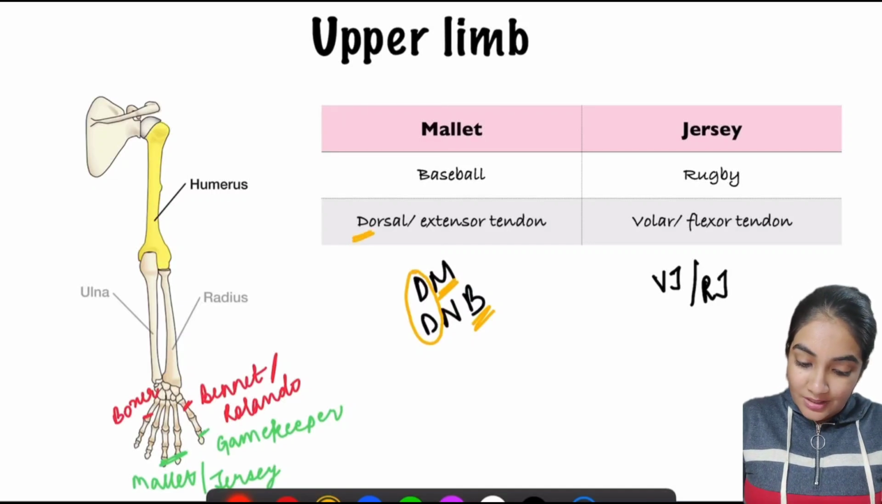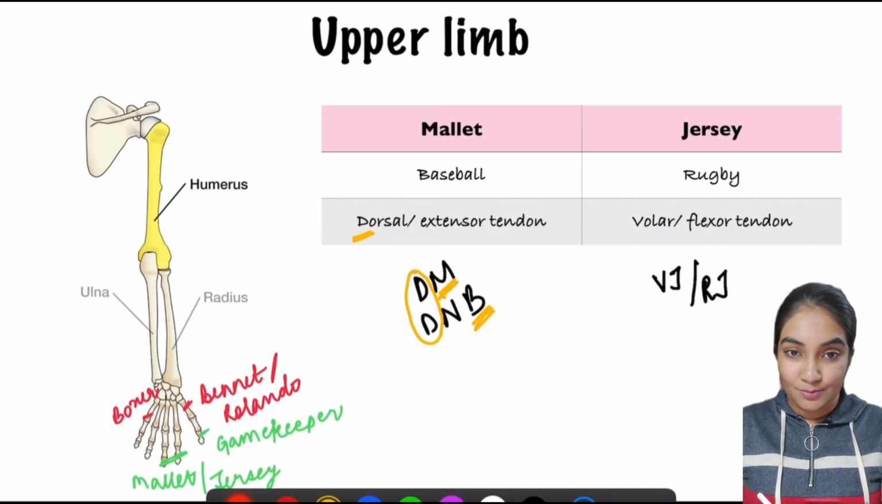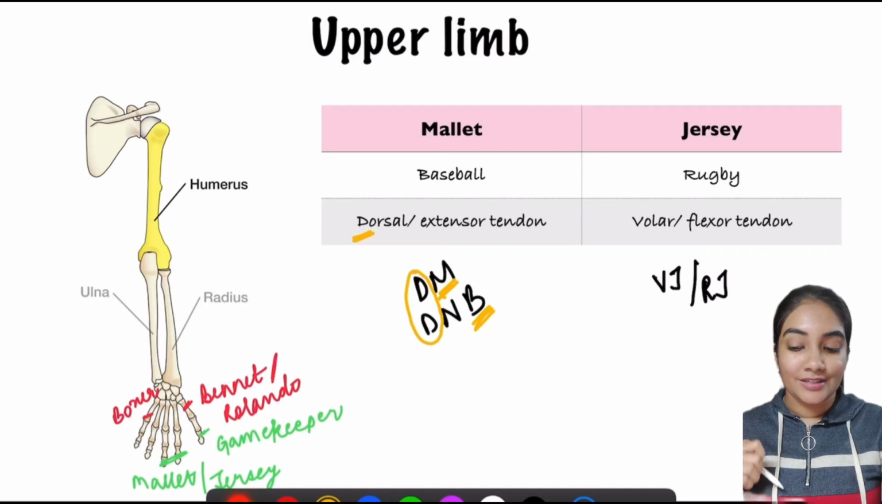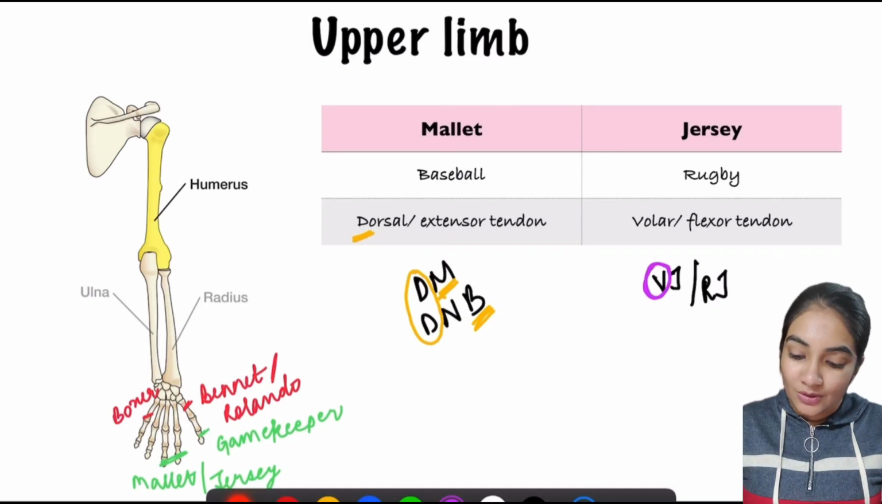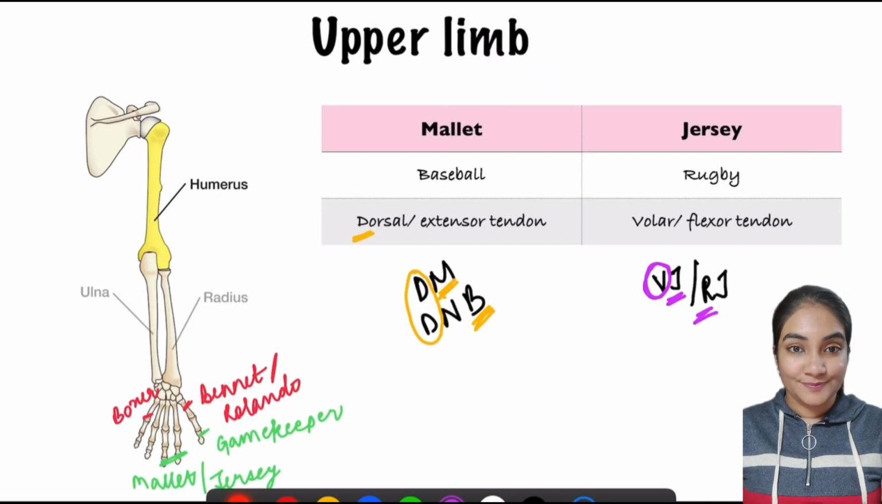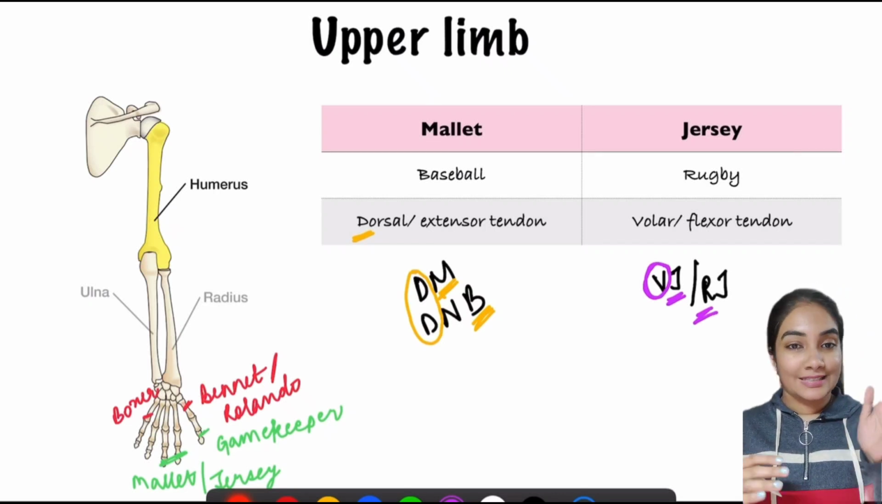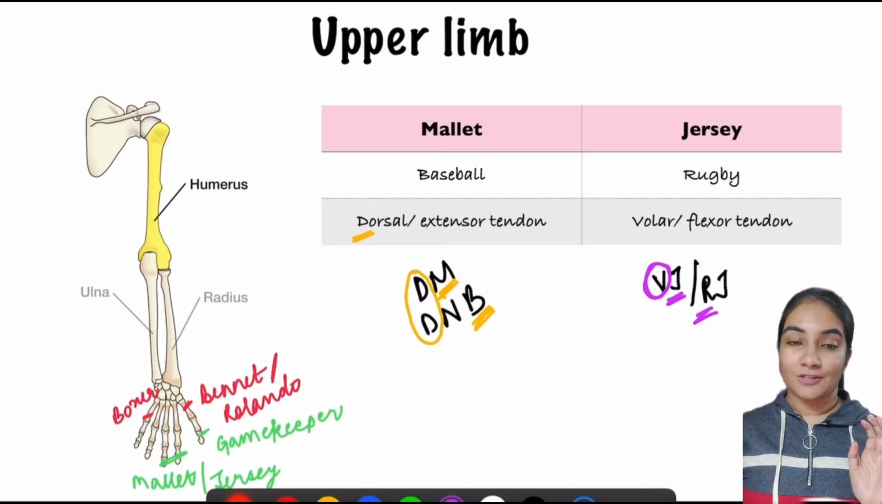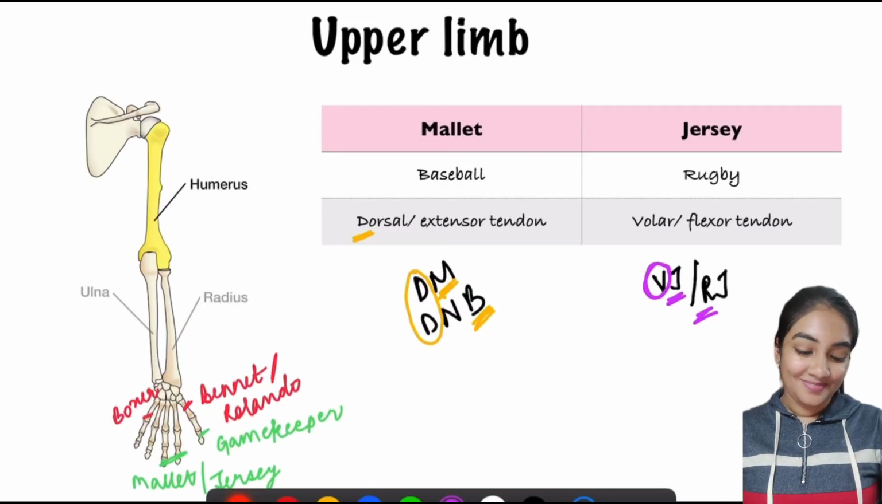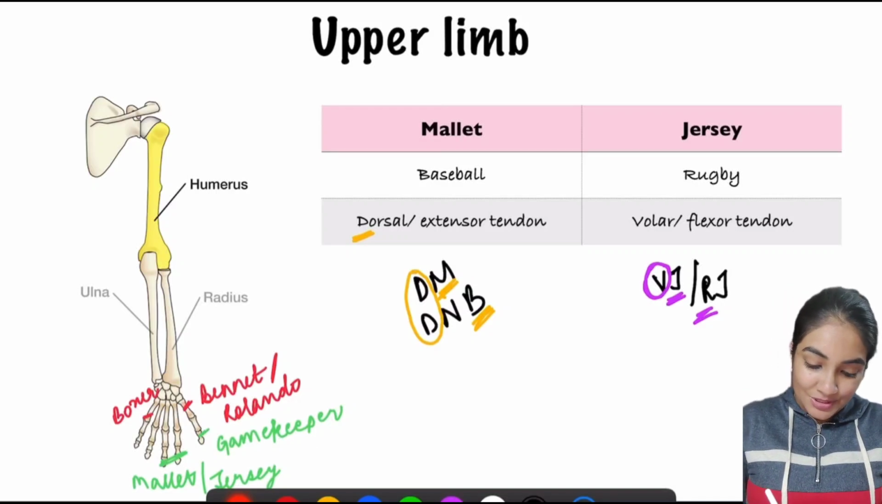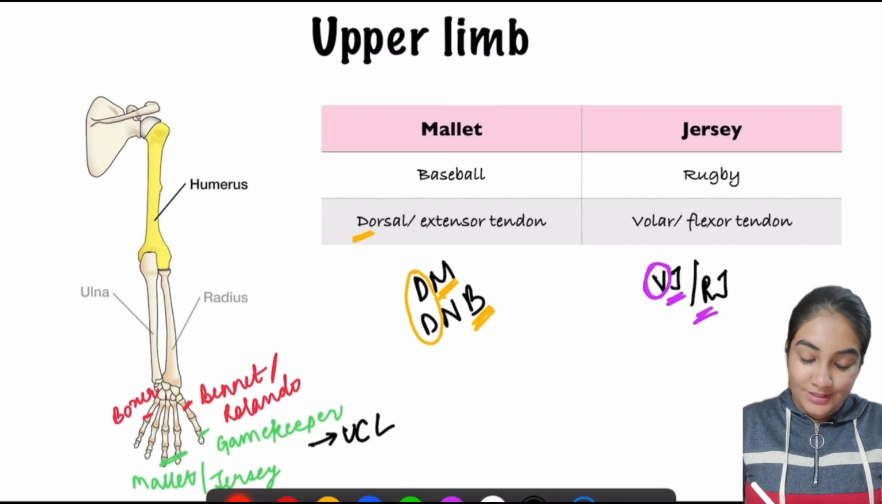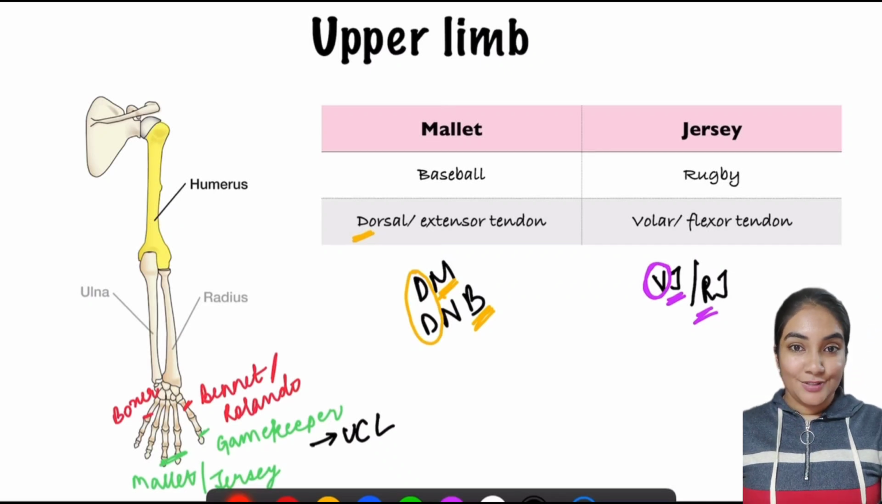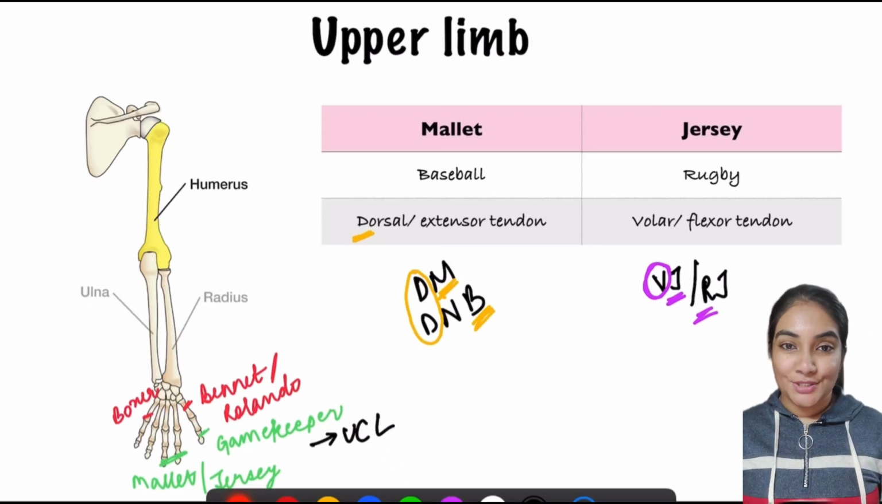So dorsal is mallet or baseball, but if the volar tendon, the flexor tendon, is ruptured, this is called jersey finger or rugby finger. Okay? So two pathways, DM, DNB, VJRJ. Khatam. And gamekeeper's thumb is ulnar collateral ligament avulsion. So this is what upper limb fractures are.